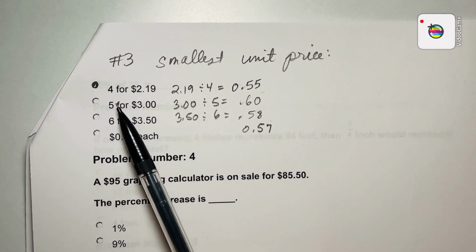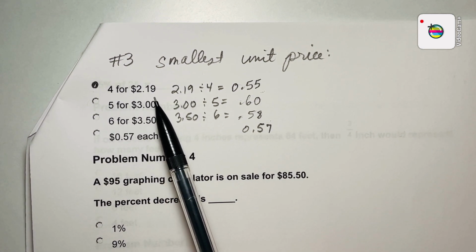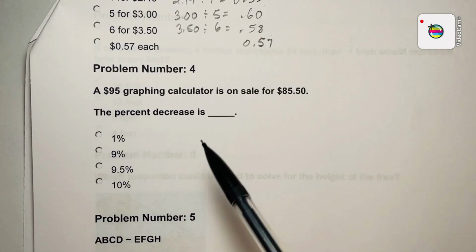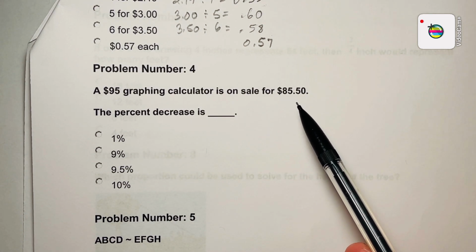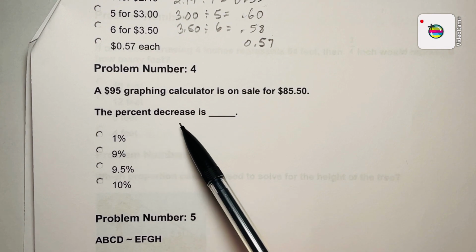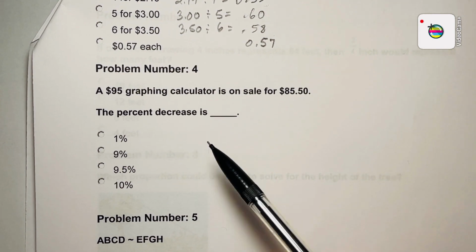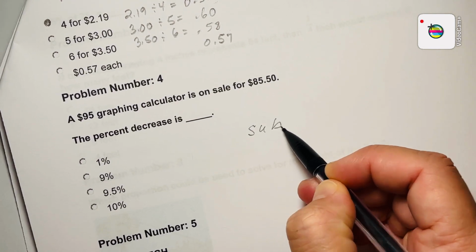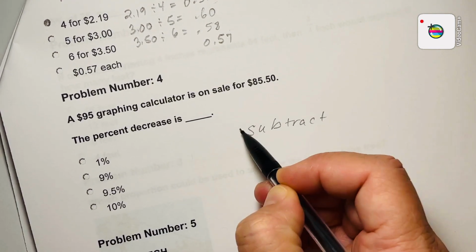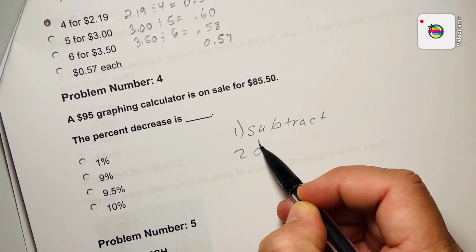Or 4 items for $2.19. Okay, problem number 4. A $95 graphing calculator is on sale for $85.50. The percent decrease is blank. All right, to solve a percent decrease, first you need to subtract, and then you'll need to divide.